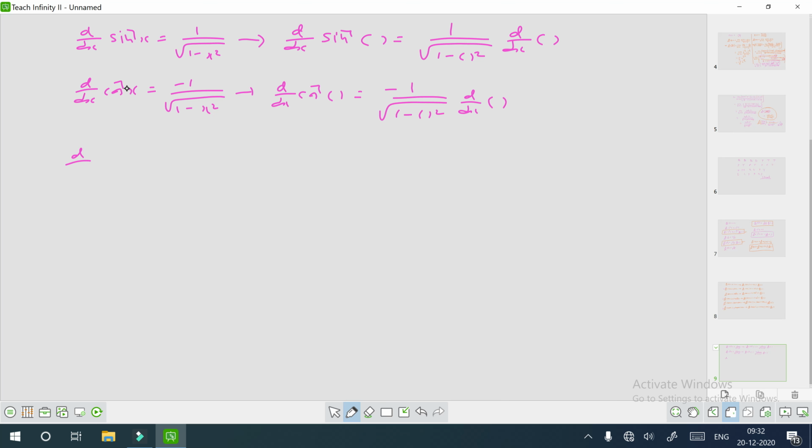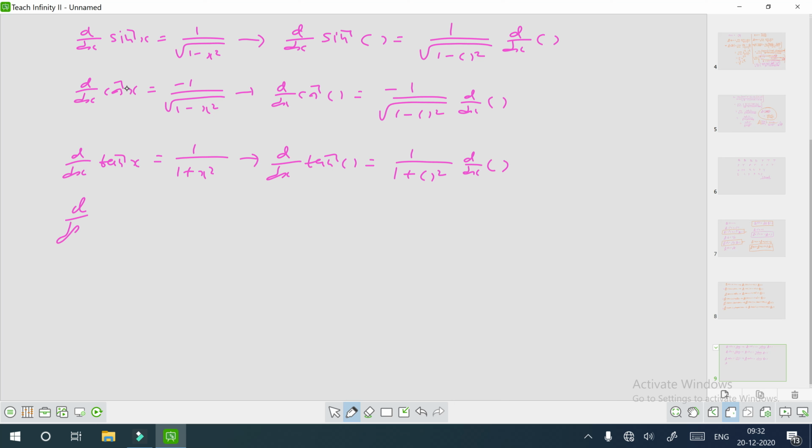d by dx of tan inverse some function, that is equal to 1 upon 1 plus some function square d by dx of some function. d by dx of tan inverse x is 1 upon 1 plus x square. So d by dx of tan inverse some function is 1 upon 1 plus some function square d by dx of some function.